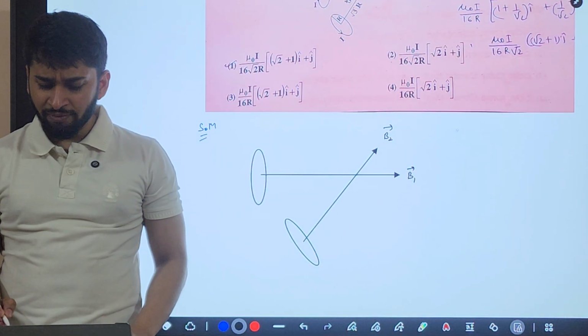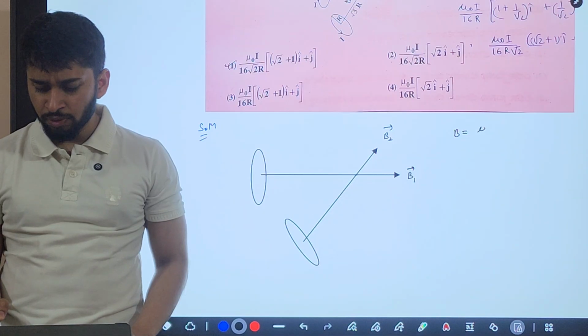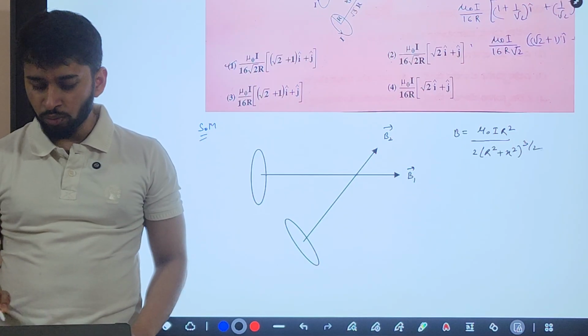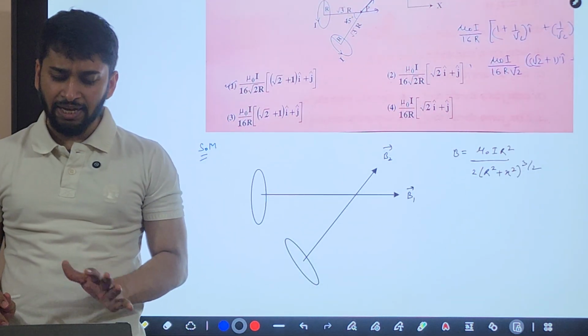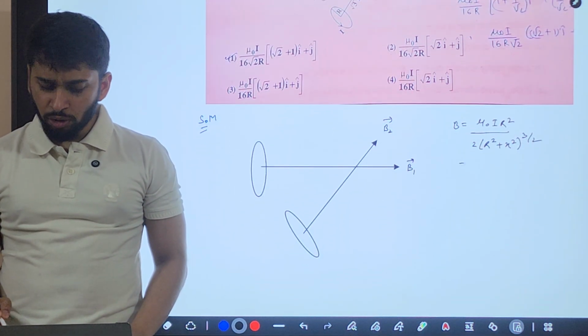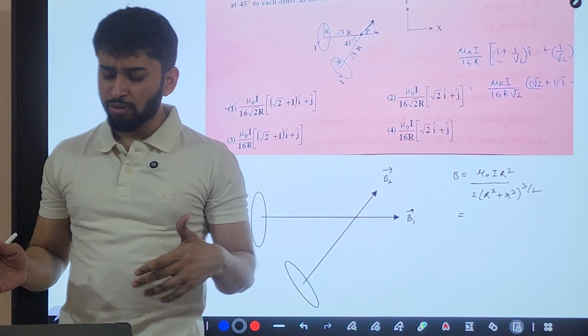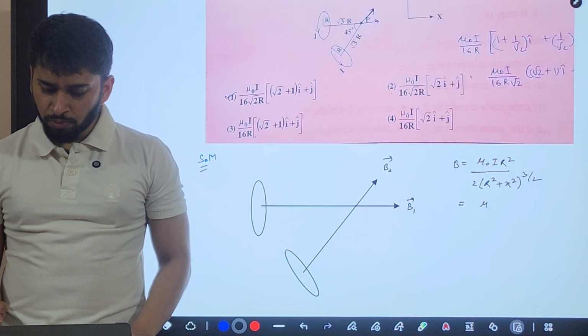Now we just need to find the value of the magnetic field. The magnetic field due to a current carrying loop is mu naught I R square by 2 into (R square plus X square) to the power 3 by 2. This is the formula, right? Now here, how much is X? X is root 3 R. So you can see for both of them, things are similar. In terms of magnitude, the value will be the same. So that becomes mu naught I R square.